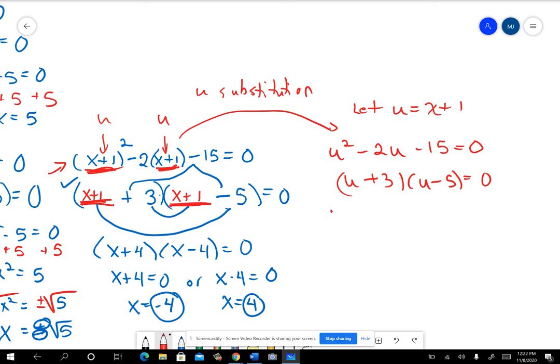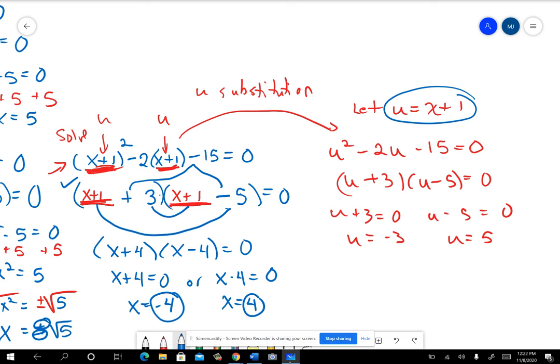Then I can set each one of those equal to 0. And I get what I saw earlier, u equaling negative 3 or a variable equaling 5. The thing is, what we're being asked to solve over here was an equation with an x in it. So if you use this approach right here, you have to remember to think about what you did earlier. You have to get x back in.